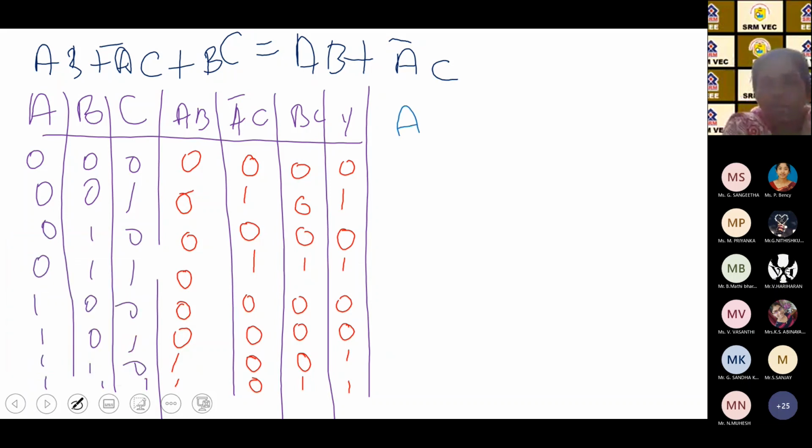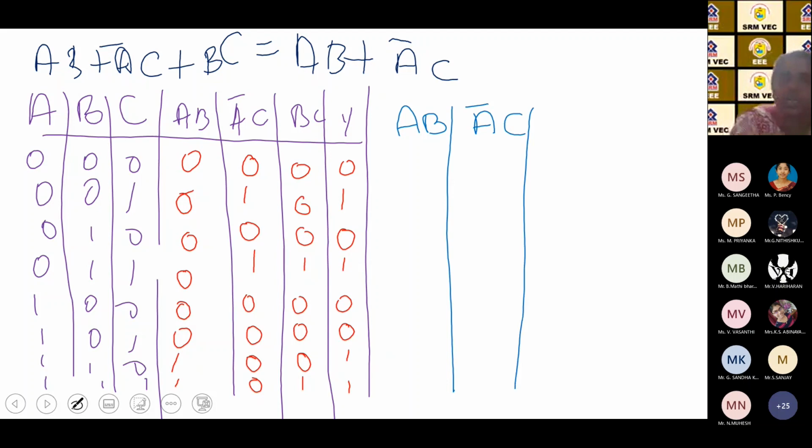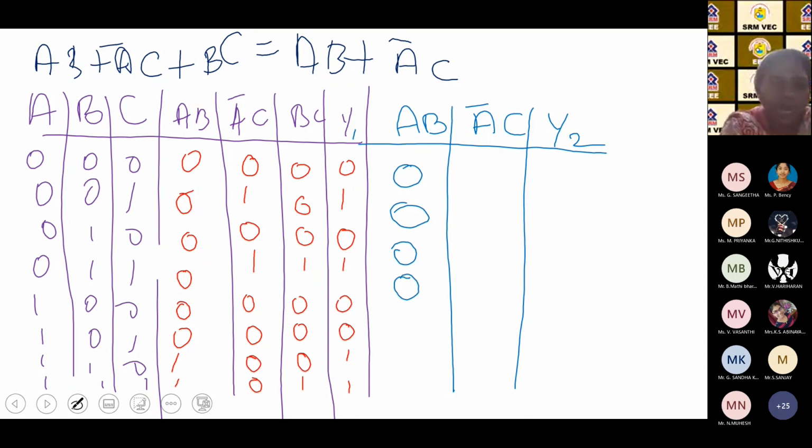That side is AB, then A bar C, and then Y2. This is Y1. 0, AB 0, AB 0, and here it is also 0, and here it is 0, 0, 1, 1. Okay, next is that A bar C. So first A bar, so this is 0, and this is 1, this is 0, this is 1. For all the remaining cases, it is going to be 0. That is what we have noted too. Now, add them.